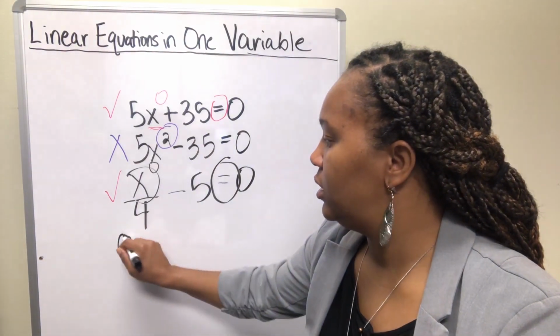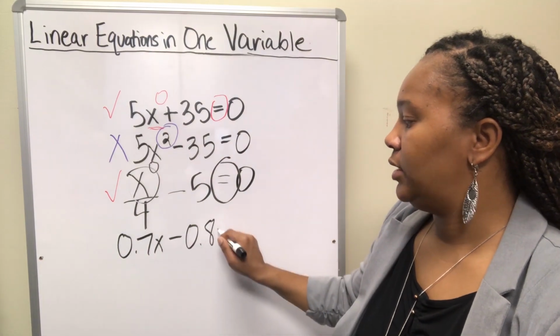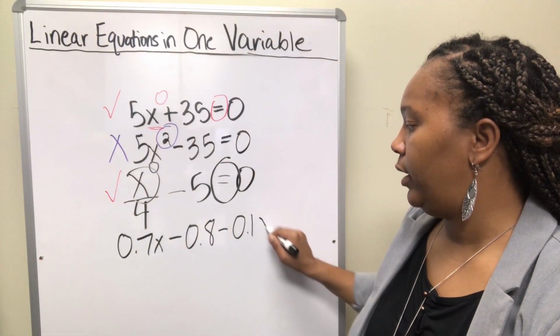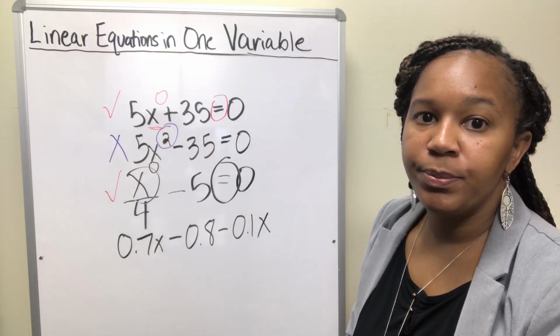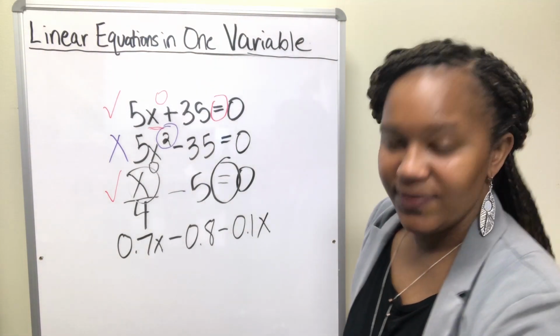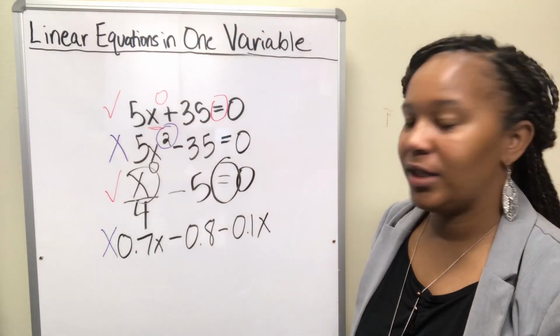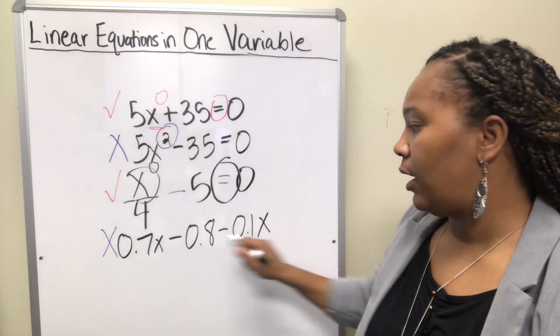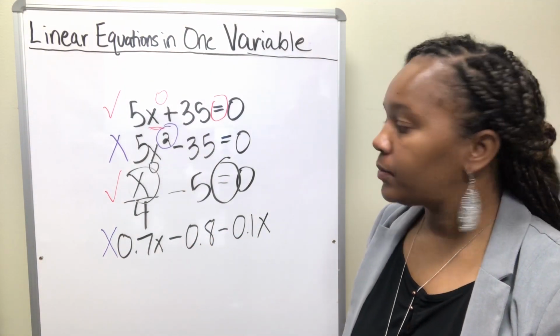Okay, what about 0.7x minus 0.8 minus 0.1x? Is that a linear equation in one variable? If you said no, then you are correct. This one doesn't have an equal sign. If there is no equal sign, then it's not an equation.